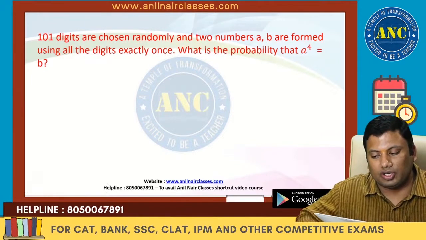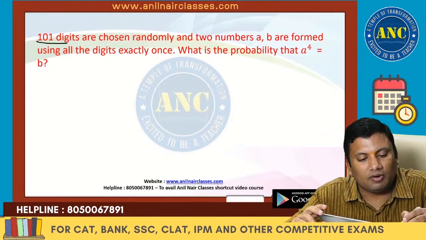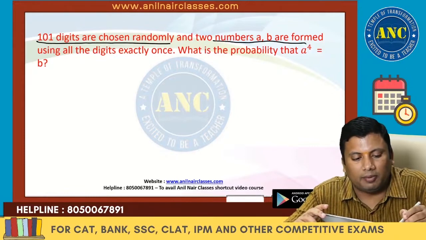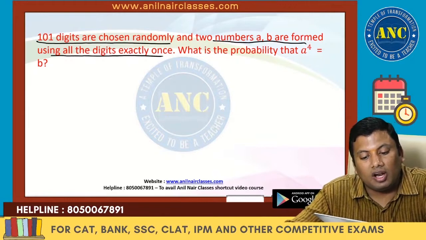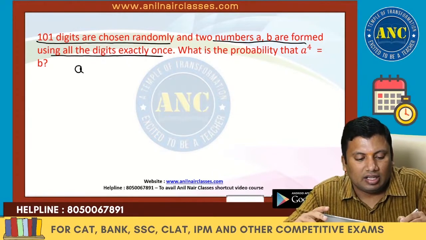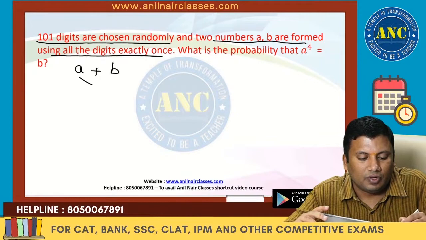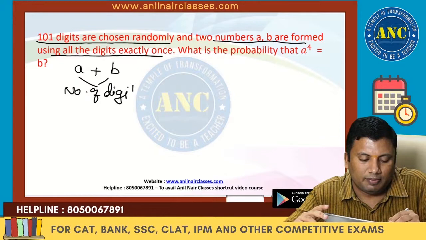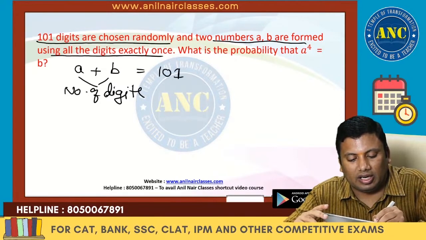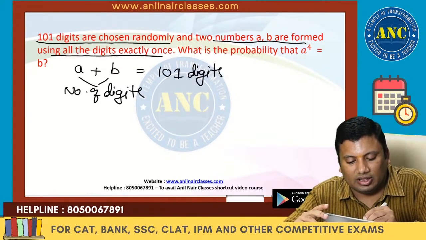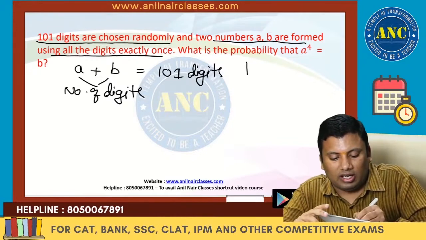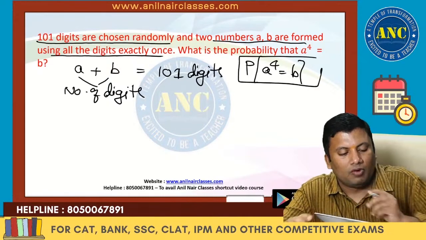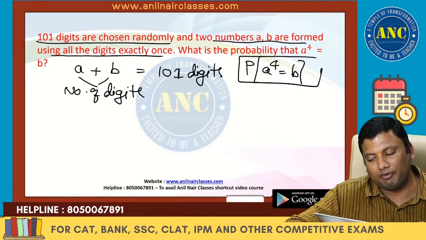Another beautiful question. 101 digits are chosen randomly, and two numbers a and b are formed using all the digits exactly once. The number of digits in a and the number of digits in b, combination is nothing but 101 digits. What is the probability such that a power 4 is equal to b?